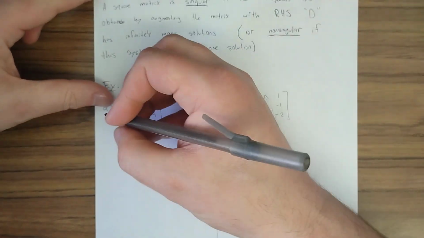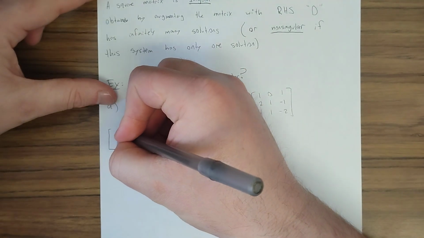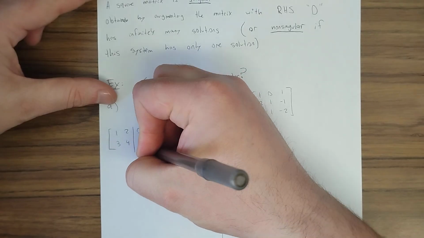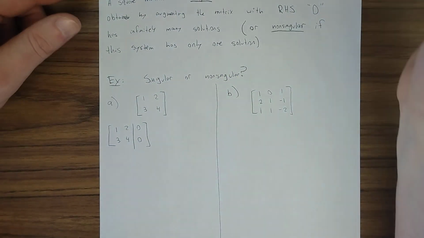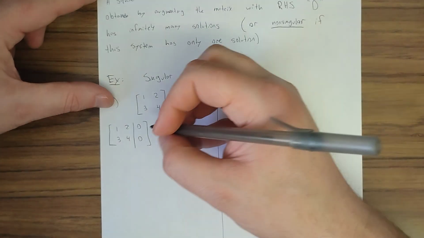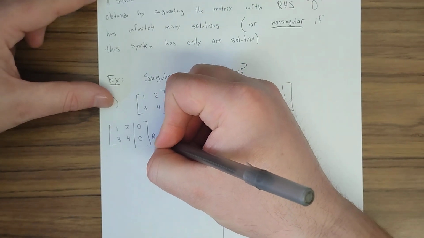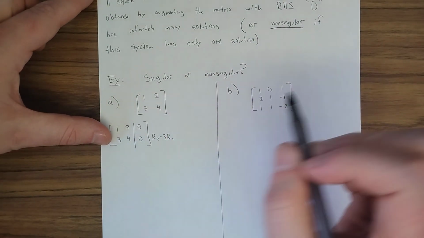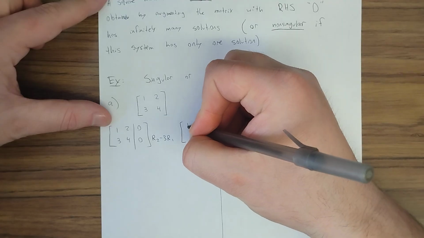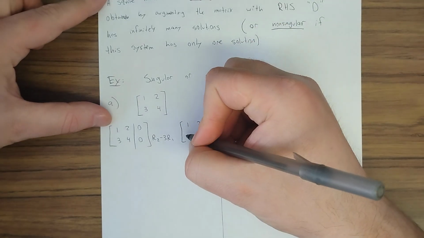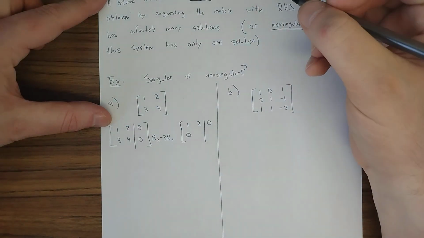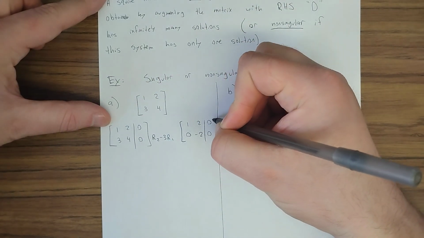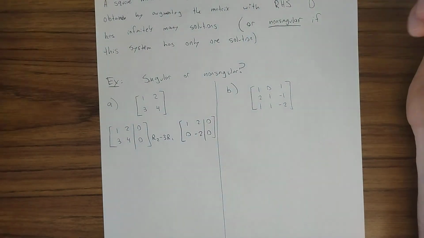Okay, so let's see whether these are singular or non-singular. First of all, here's the associated homogeneous system. And let's do this. I would like to see a 0 here, so I do this operation. So 0. 4 minus 3 times 2 is negative 2. And then if you have zeros on the right, this is always going to be 0. 0 minus 3 times 0 is, of course, 0.